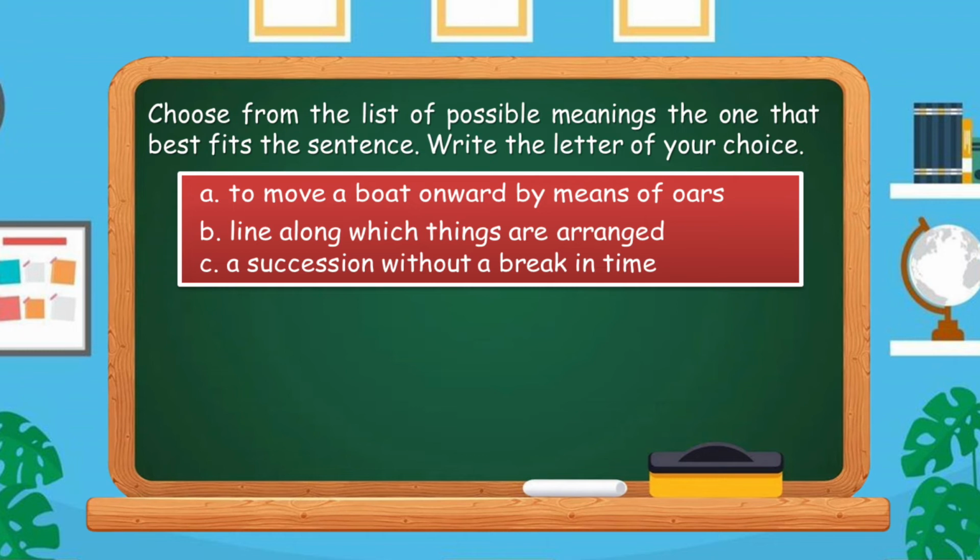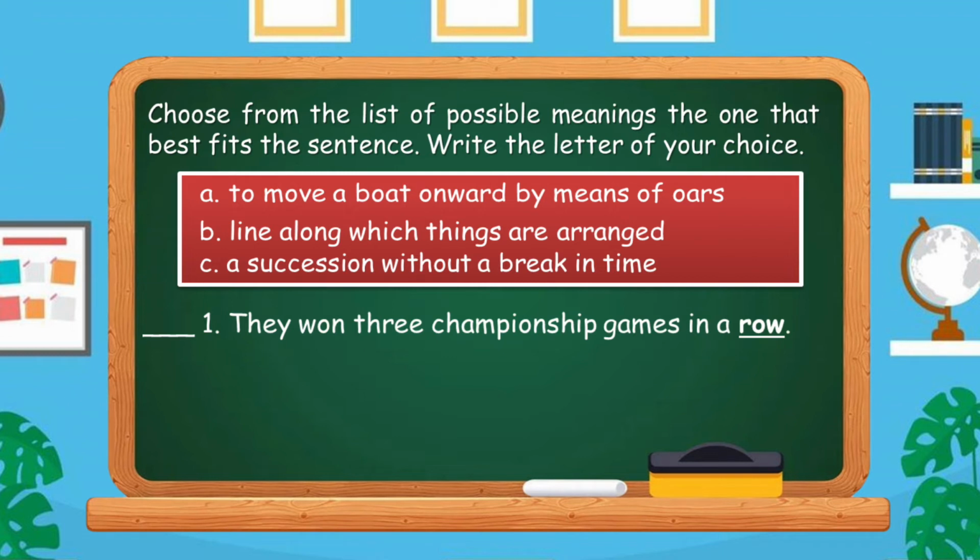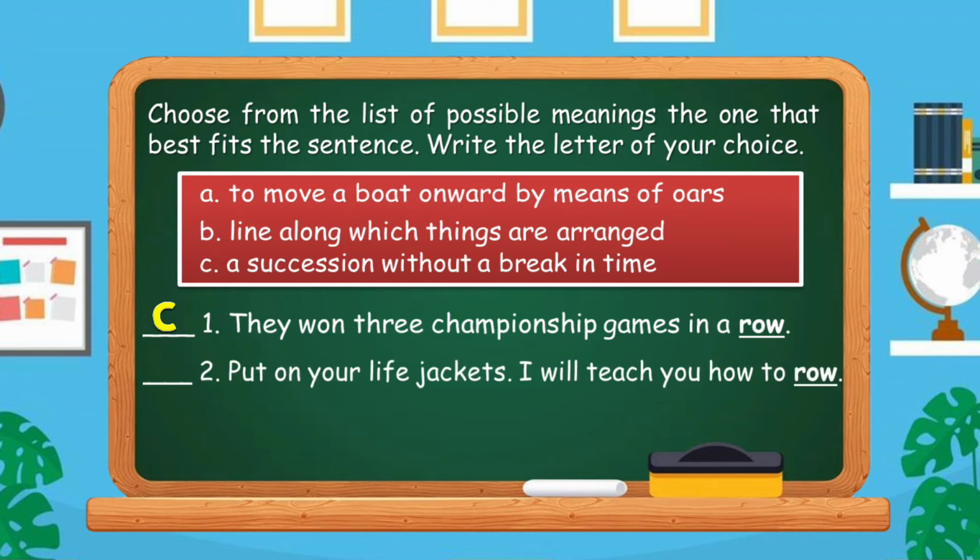Number 1. They won 3 championship games in a row. The correct answer is letter C. A succession without a break in time. Number 2. Put on your life jackets. I will teach you how to row. The correct answer is letter A. To move a boat onward by means of oars.